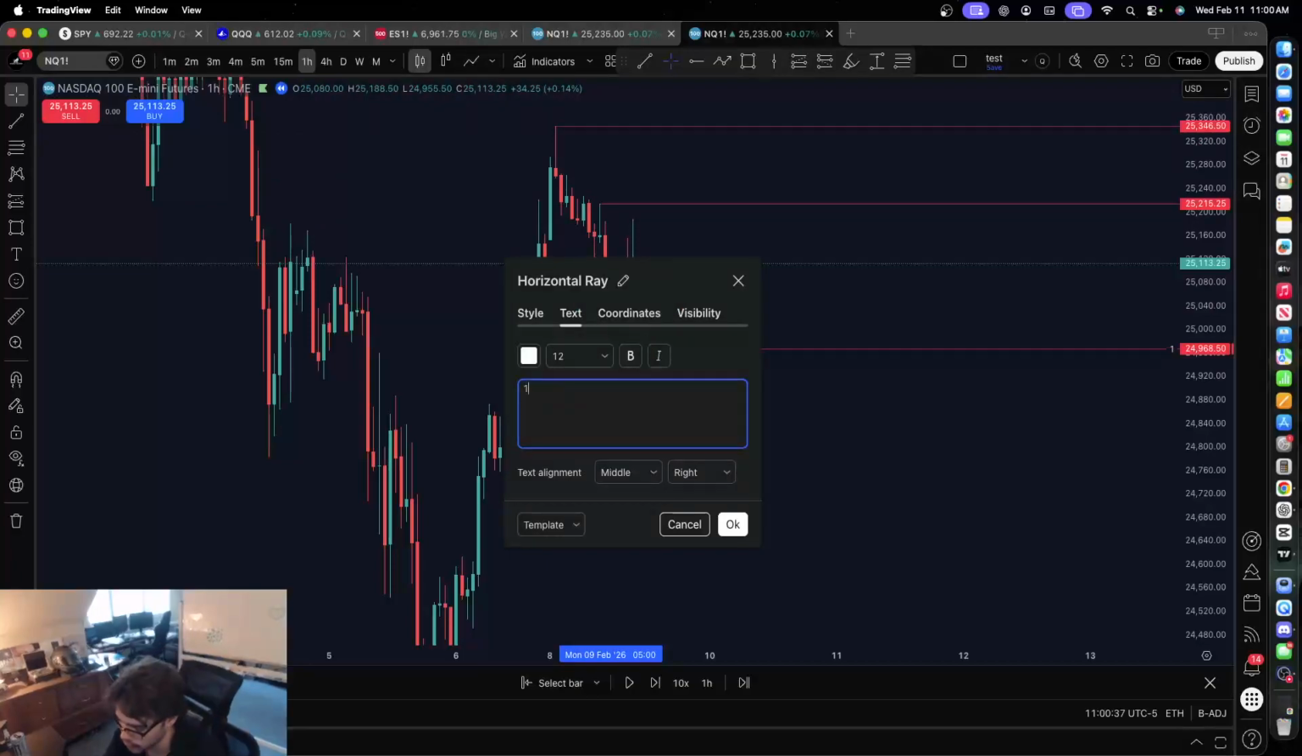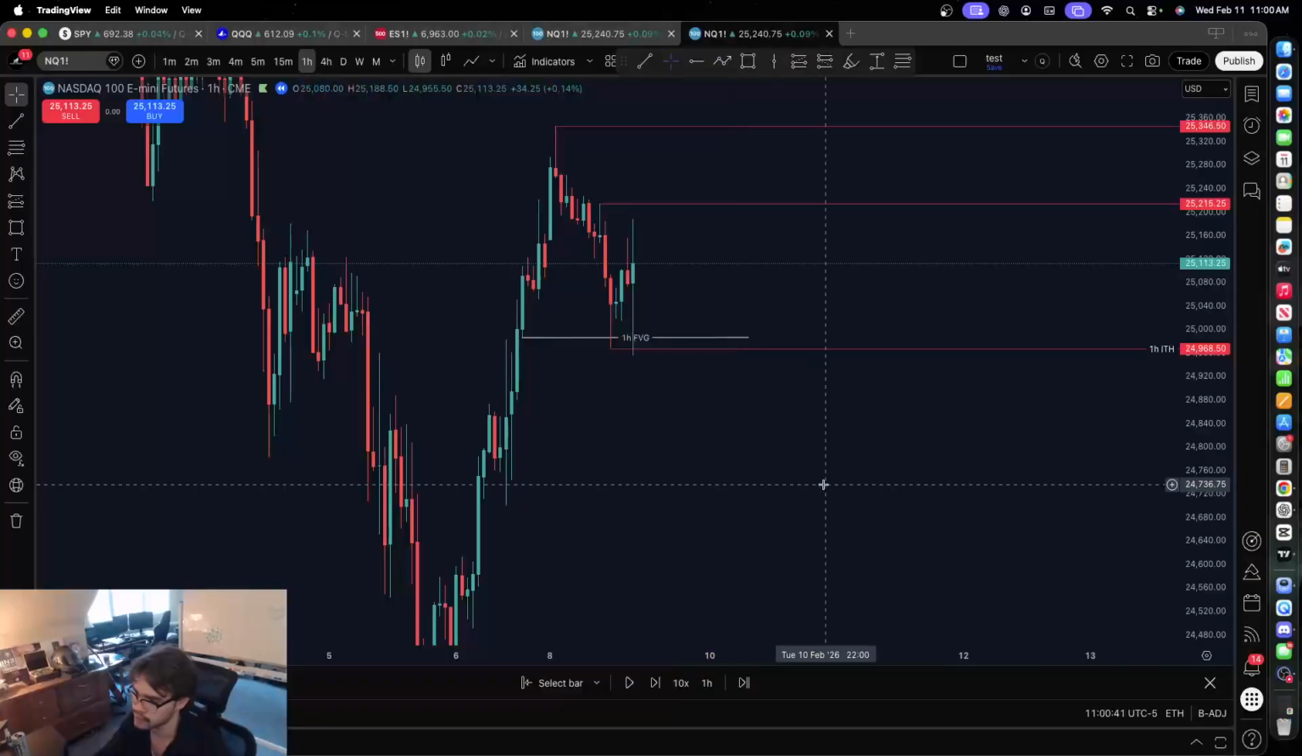So I can do 1 hour intermediate low and leave it as red for my personal sake of, oh hey, this is a session liquidity spot. I forget the camera's inverted. I don't know why I care about my hair right now, but whatever.